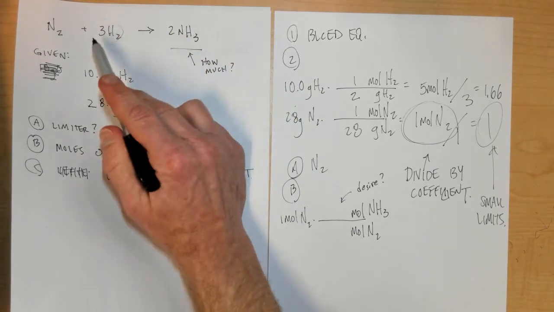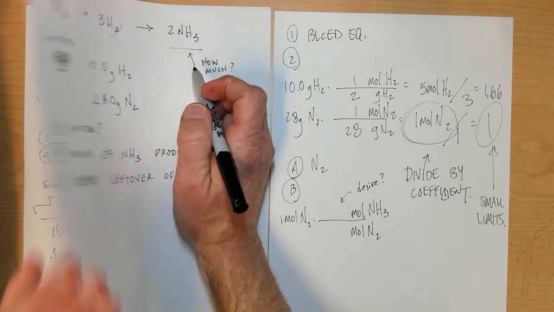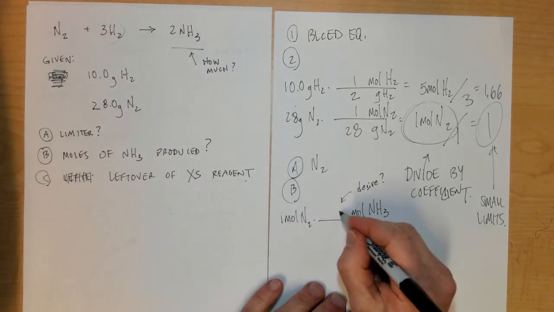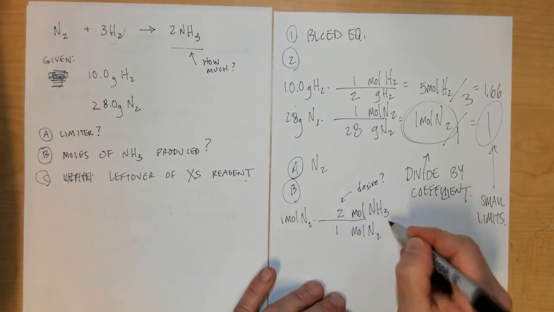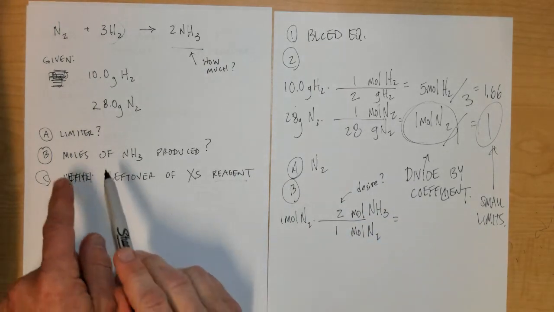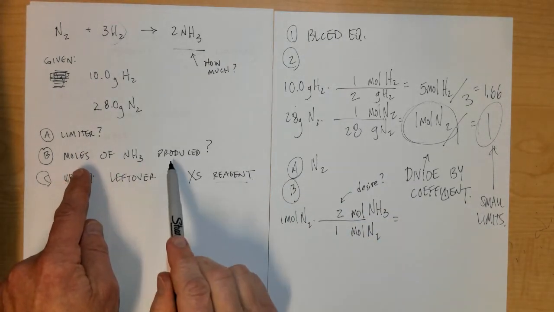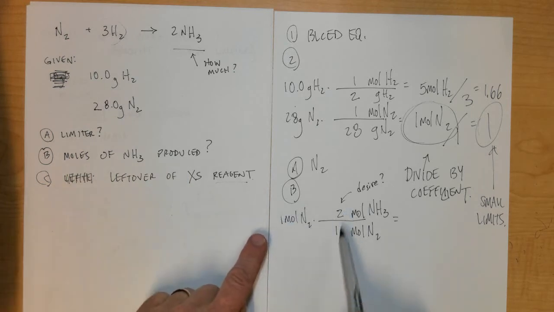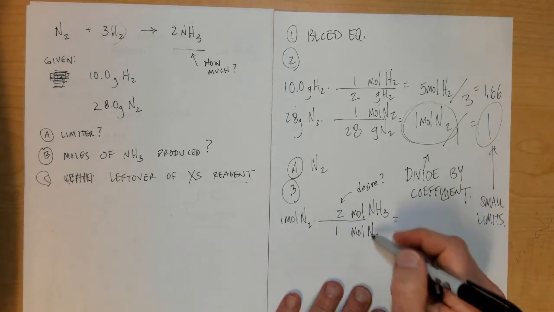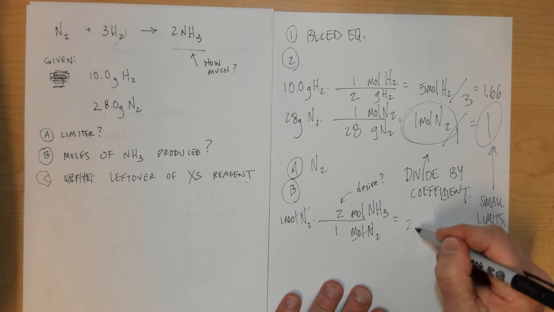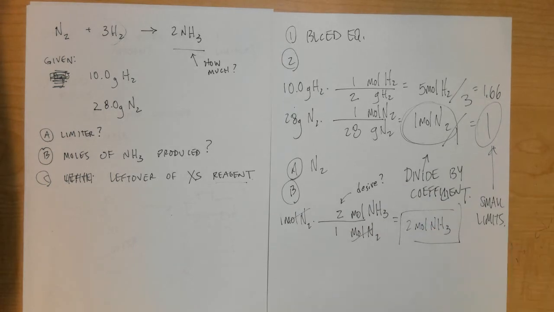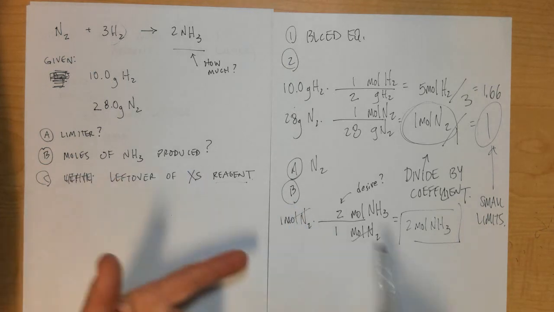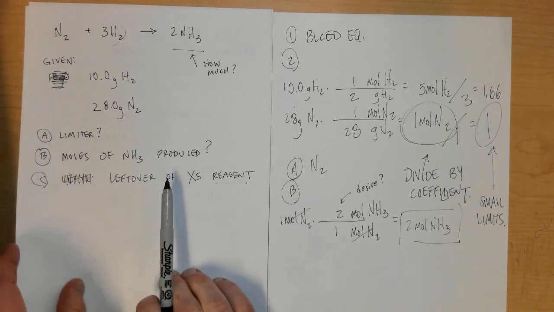Look at these numbers. For NH3, there's a 2 in front of it. For N2, there's a 1 in front of it. And so to answer the question, how many moles of NH3 would be produced, it would be 1 times 2 divided by 1, which is 2 moles. And so to answer letter B, all I did was step 3.